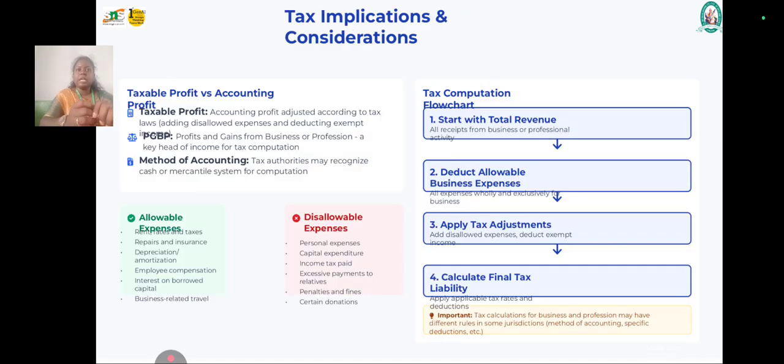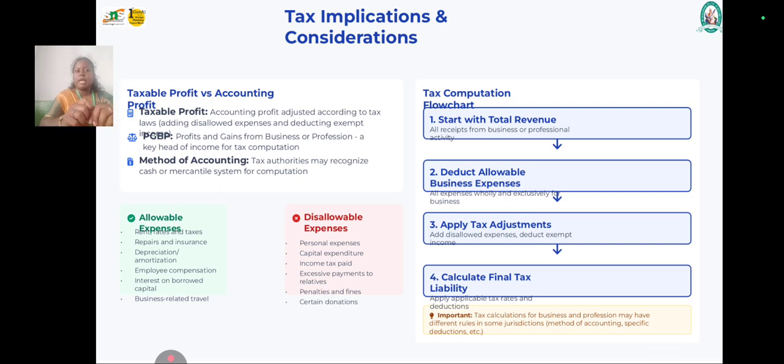Next we will see tax implications and considerations. First, what are taxable profit and accounting profit? Taxable profit is accounting profit adjusted according to tax law, adding the disallowed expenses and deducting the exemptions. Profit and gains from business or profession is a key head of income for tax computation. On methods of accounting, tax authorities may recognize the cash or mercantile system for computation. We have already seen in our problems in class what the allowable expenses and disallowable expenses are. So kindly go through that.